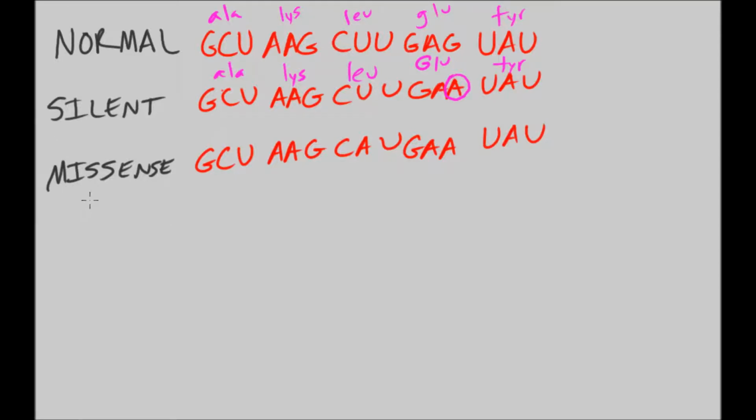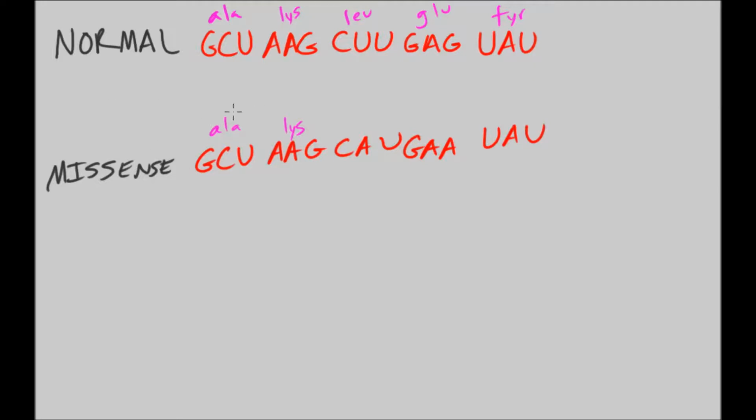Here we have a missense mutation. We still have our GCU, which creates our alanine, our AAG, which creates our lysine. We have a CAU in this case, which is going to have a different sequence than our CUU. We're going to look at our original sequence. So let's actually get rid of our silent mutation there. Let's compare everything to our normal sequence. So we change our order around. We have a C still. We have our cytosine. In this case, we have a uracil that's replaced with an adenine. So what is that going to do to our sequence?